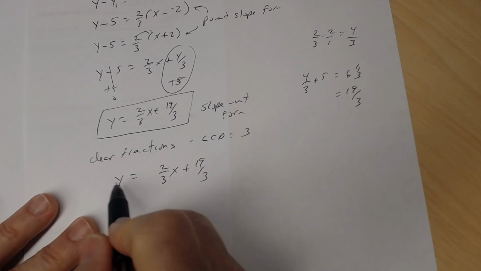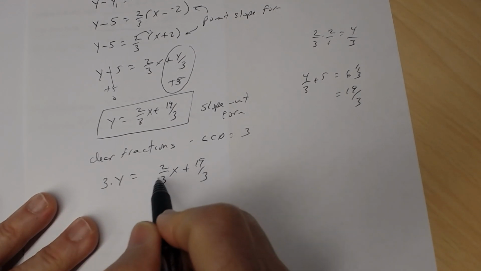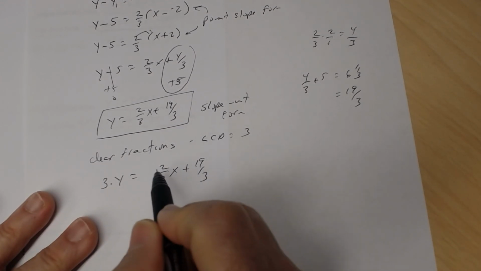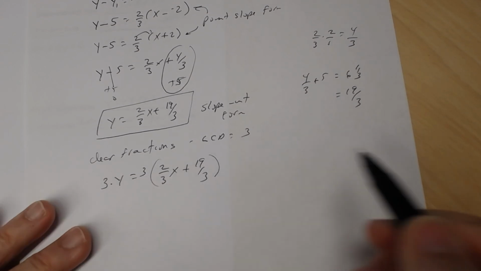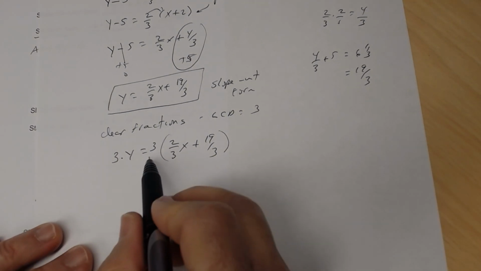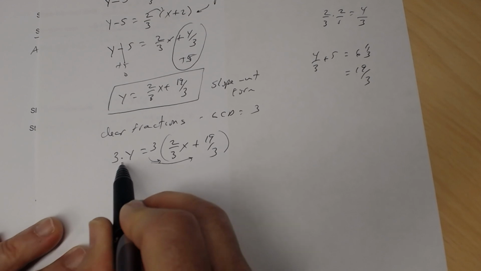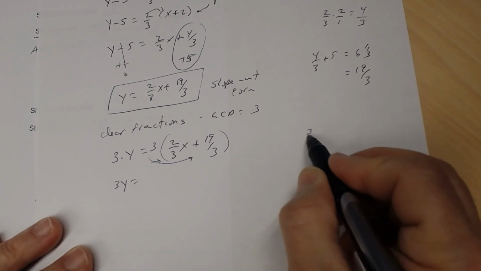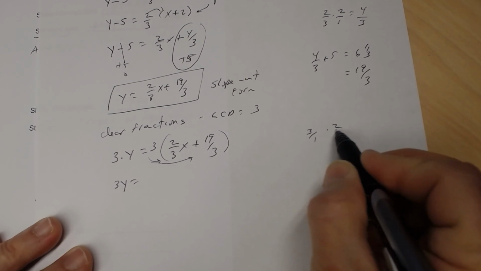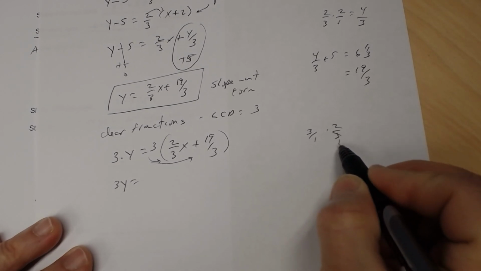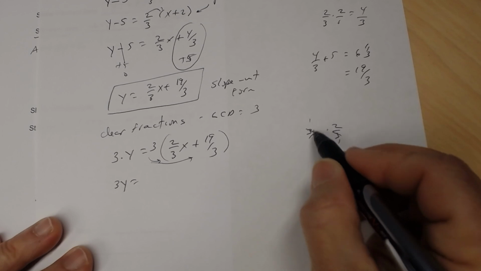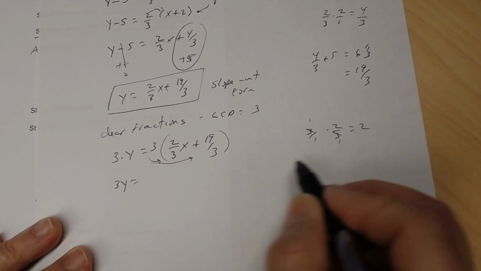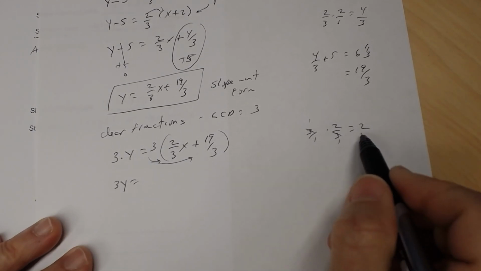And so I'm going to multiply this side by 3, and then I'm going to multiply everything here by 3. So this is more than one term, and put that in parentheses. I'm going to say times 3. All right, next thing you're going to do is distribute now. So I get 3y equal 3 times 2/3 is what you have. 3 times 2/3. And so reducing, 3 into 3 is 1, 3 and 3 is 1, 1 times 2 is 2. So 3 times 2/3 x is 2x.